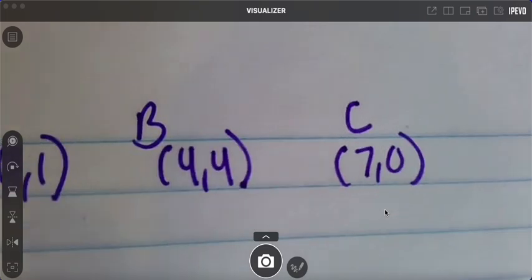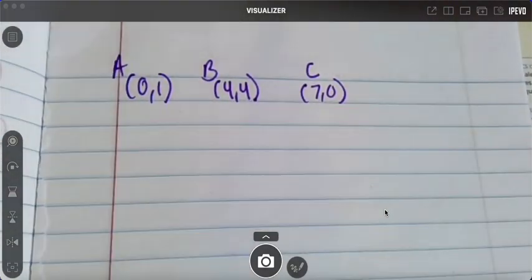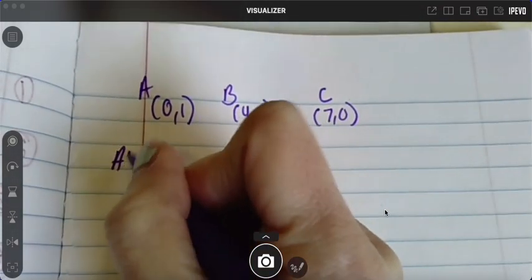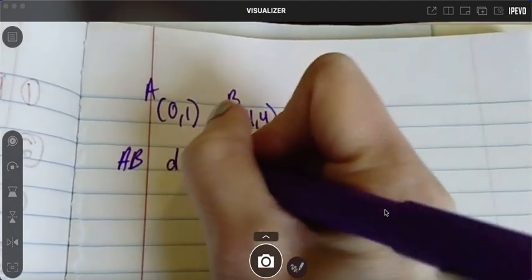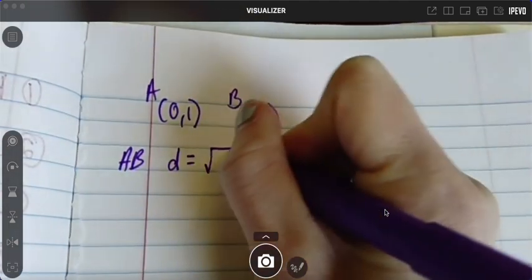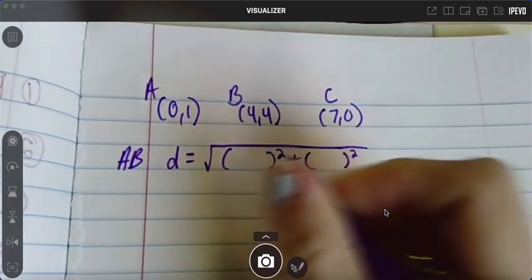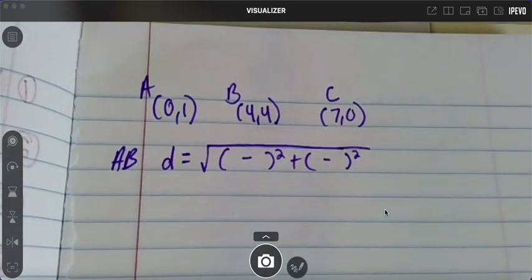Now, here are my 3 ordered pairs. Everybody good with that? Yeah? Let me find the distance between A and B first. Let's find the distance between those. So it's the square root. I just always set mine up, and I subtract my x's and subtract my y's.